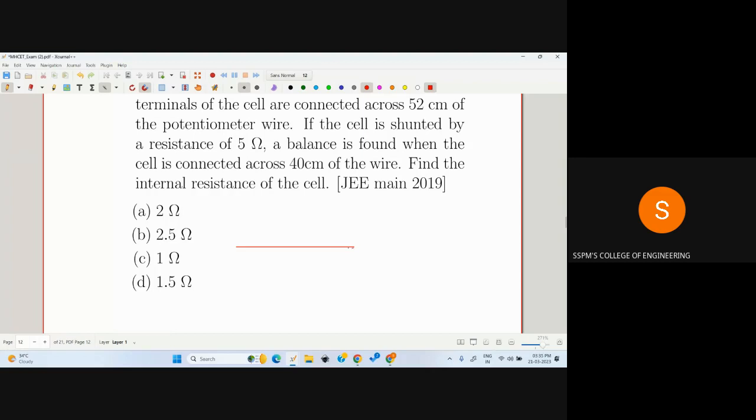This is your wire of length L. The potential supply V is given, and the cell E is connected. The cell has internal resistance, let's consider small r. Through the galvanometer, it is connected to the wire. And the null point, or balance length, is given. The balancing length is 52 centimeter.